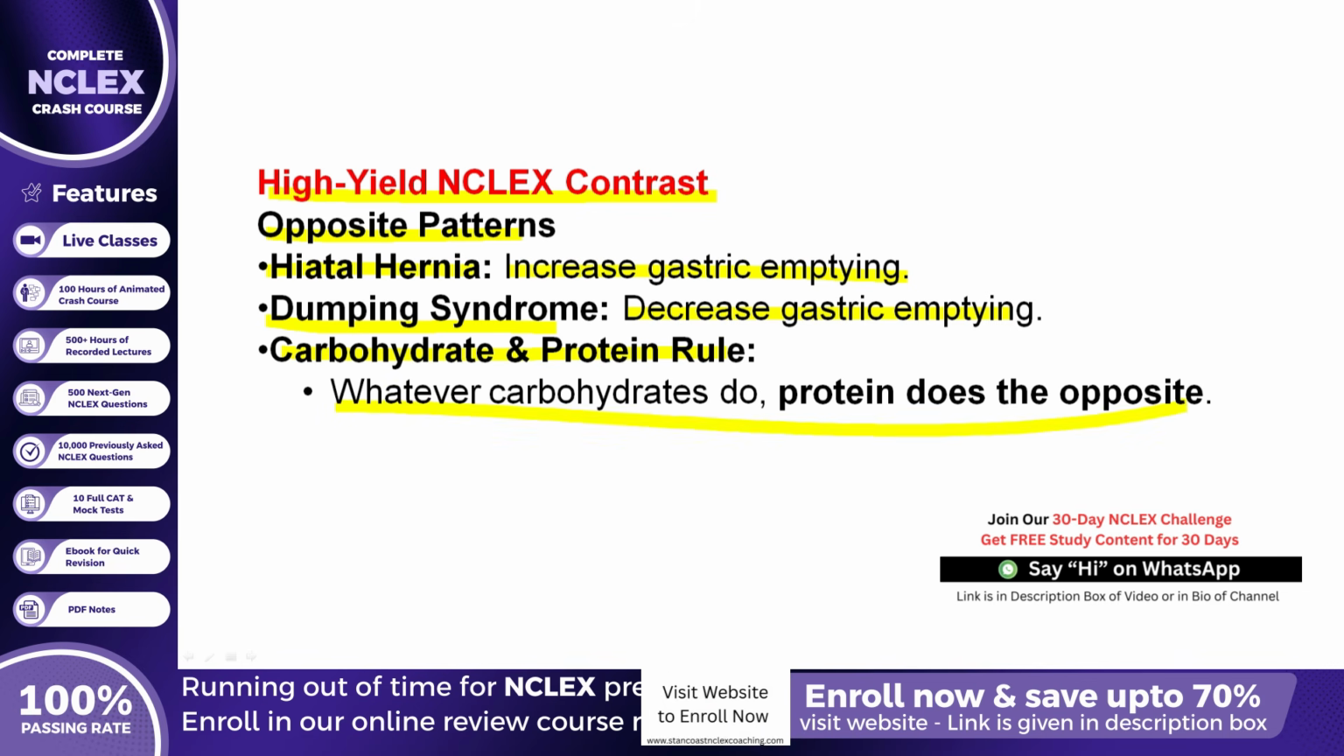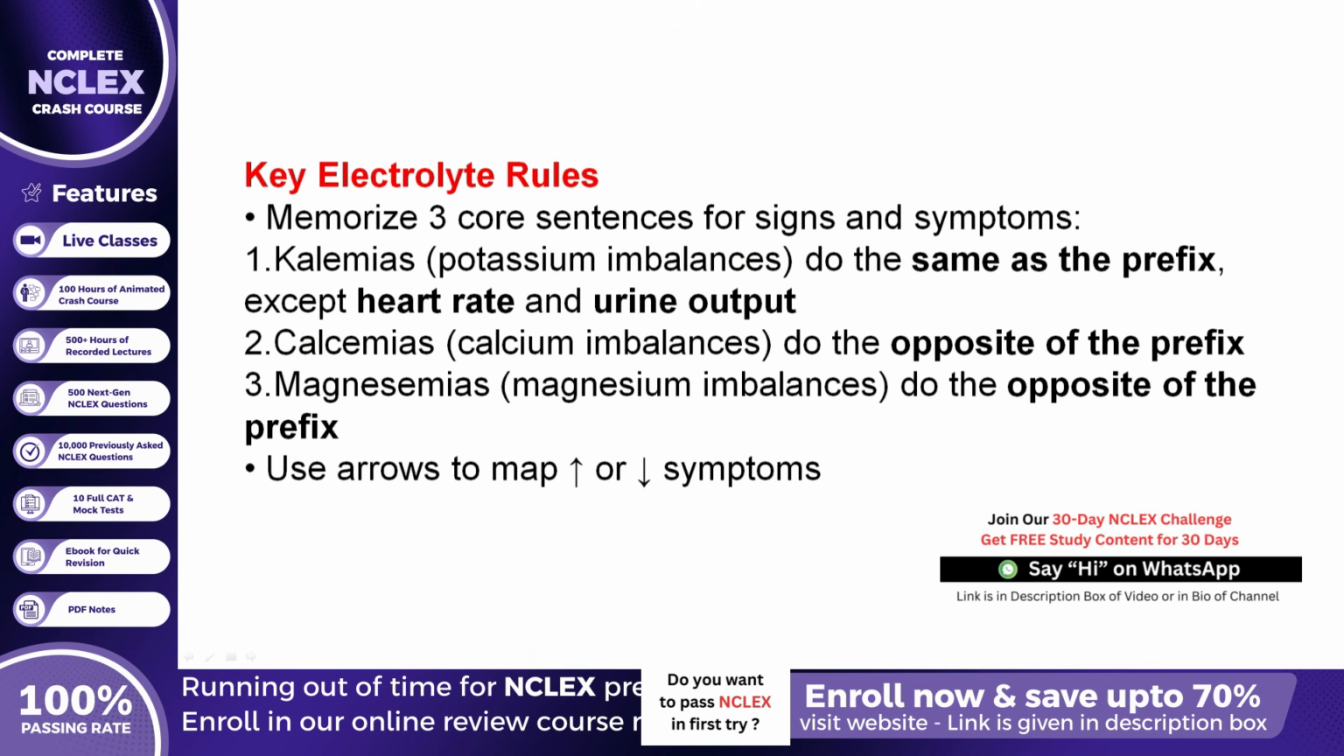To finish, let us reinforce the key electrolyte rules you must memorize. You need to remember 3 core sentences for signs and symptoms. Kalemias, meaning potassium imbalances, do the same as the prefix, except for heart rate and urine output. Calcemias, which refer to calcium imbalances, do the opposite of the prefix. And magnesemias, which involve magnesium imbalances, also do the opposite of the prefix. Finally, use arrows to map increased or decreased symptoms.